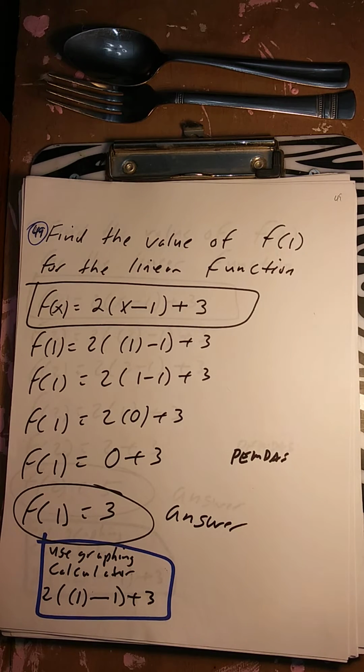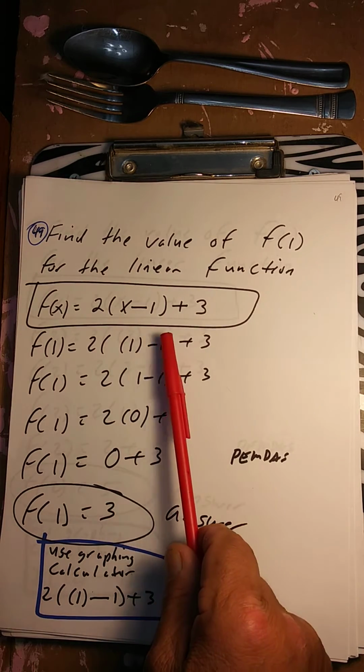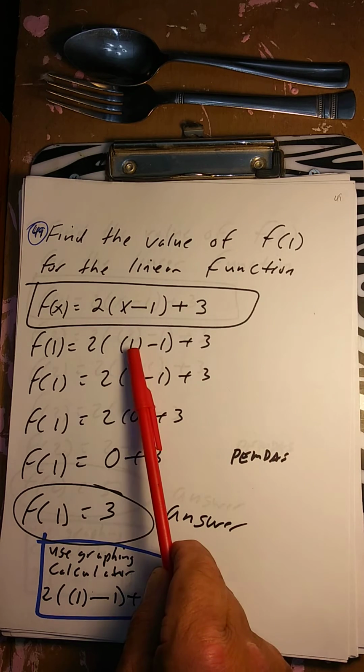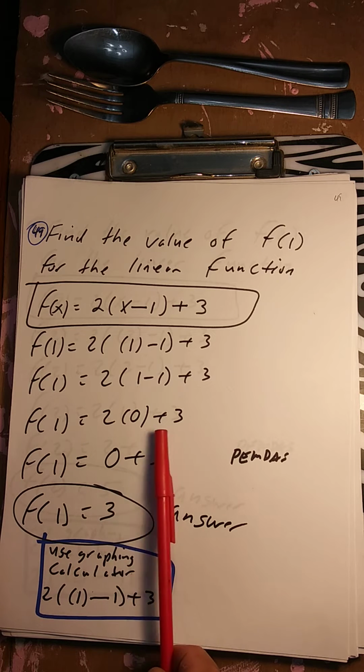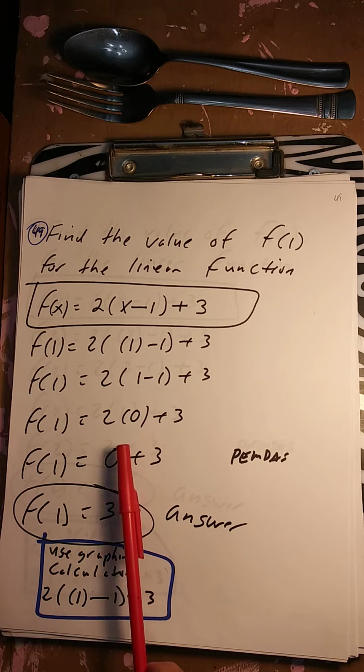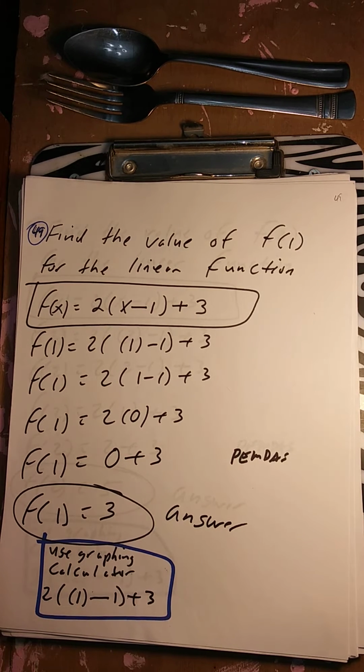Find the value of f of 1 for the linear function. F of x equals that. So put the number in there, 1. Take the parentheses off. 1 minus 1 is 0. So we have multiplication, addition, got to do multiplication first. 2 times 0 is 0. Add 3, it's 3.